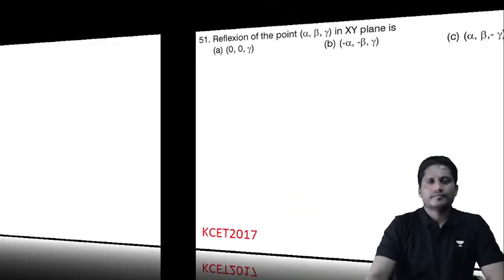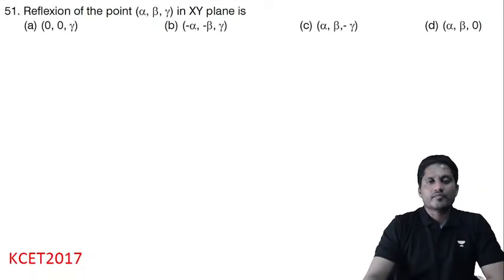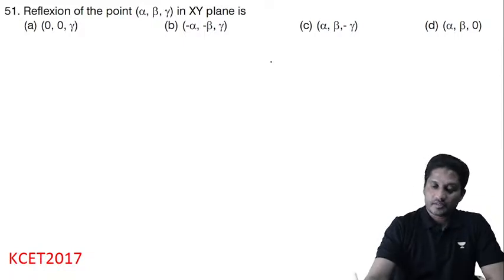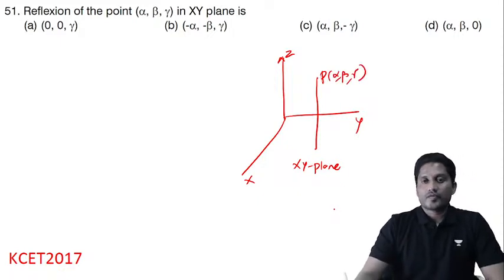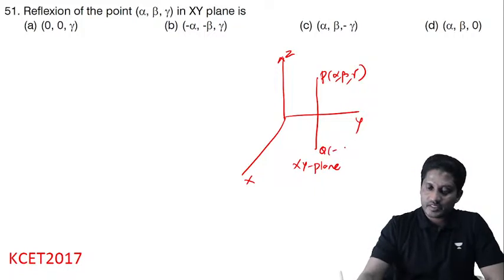Let's move to the next question. Reflection of the point alpha, beta, gamma in xy plane. Suppose, again this is xy plane, right? X, y and z. XY plane. Reflection of this point alpha, beta, gamma in xy plane. Right, reflection of this will be equal to minus alpha, minus beta and gamma.